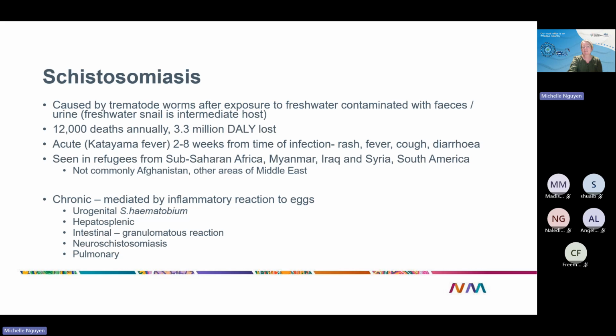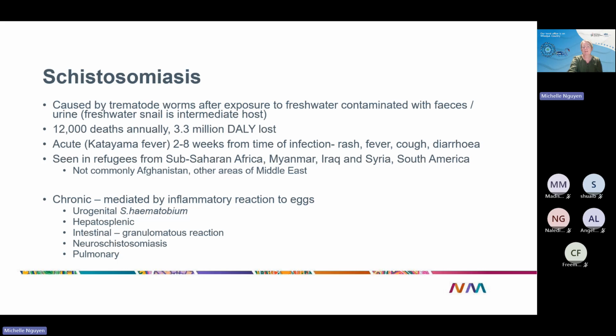Generally, we see it in refugees from sub-Saharan Africa, Myanmar, Iraq and Syria, and parts of South America. It's not commonly seen in people from Afghanistan or other areas of the Middle East. In fact, we don't tend to screen for it in people from those countries.